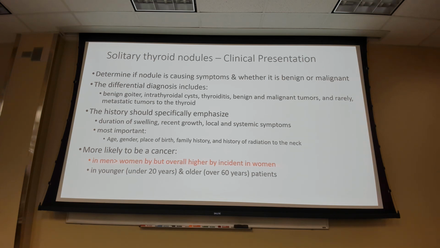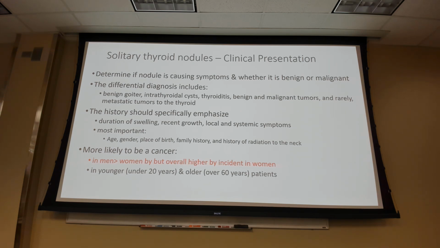So history, it's important to note, obviously, what they're coming in complaining of, whether it's swelling, growth, and then if they're having any sort of symptoms related to an abnormal thyroid function. Important considerations are age. We have a bimodal distribution here with thyroid malignancies, typically in younger patients under 20 years old and elderly over 60. Men have a higher chance of malignancy when they have a nodule, but the incidence of thyroid nodules is higher in women. We also need to look at certain geographic areas, which can affect this. Family history is very important.